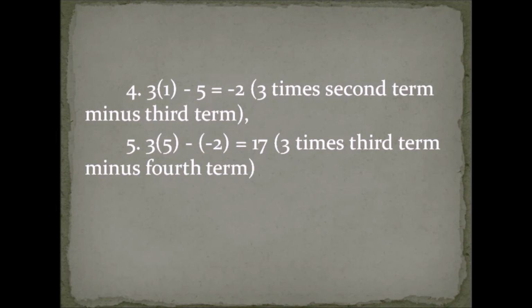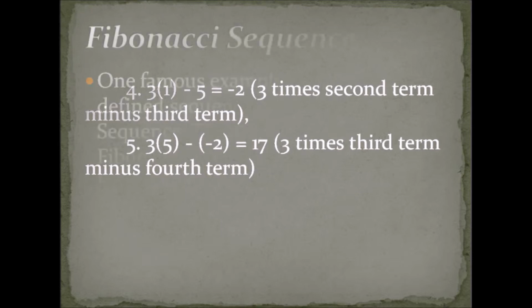Number 4, 3 times 1 minus 5 equals negative 2, 3 times the second term minus the third term. Number 5, 3 times 5 minus negative 2 equals 17, 3 times the third term minus the fourth term.